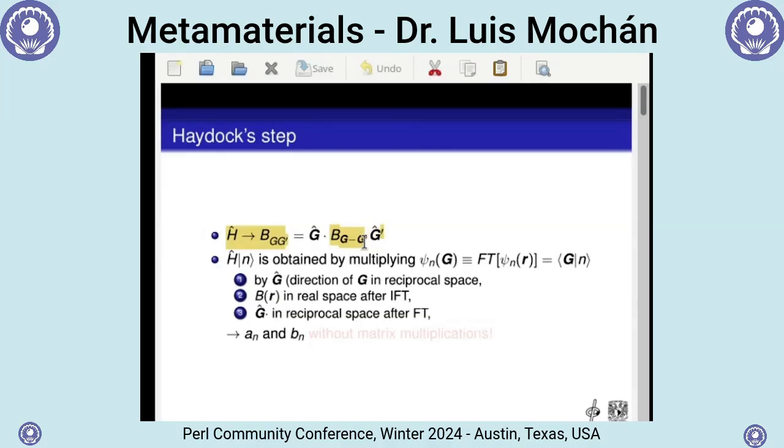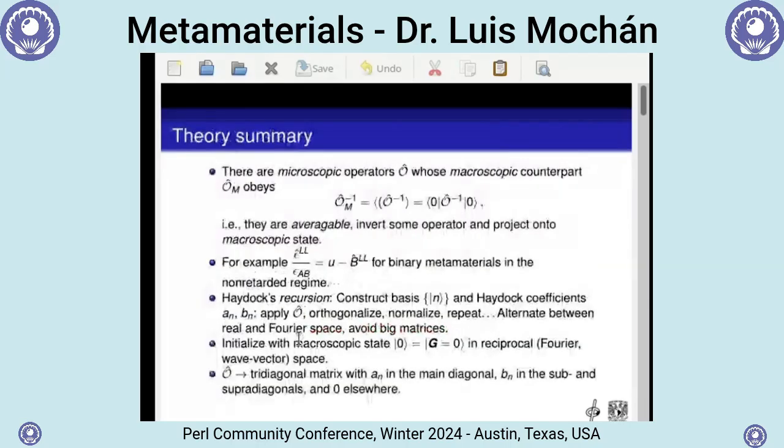So if I take a Fourier transform into real space, that is just a multiplication by b of r, and b of r is just a number, 1 or 0, depending on if I am in a particle or within a hole. And then whatever comes out of that, I transform it back to reciprocal space and multiply it by this last g. And therefore, I can obtain all of the coefficients A and B without making any matrix multiplication.